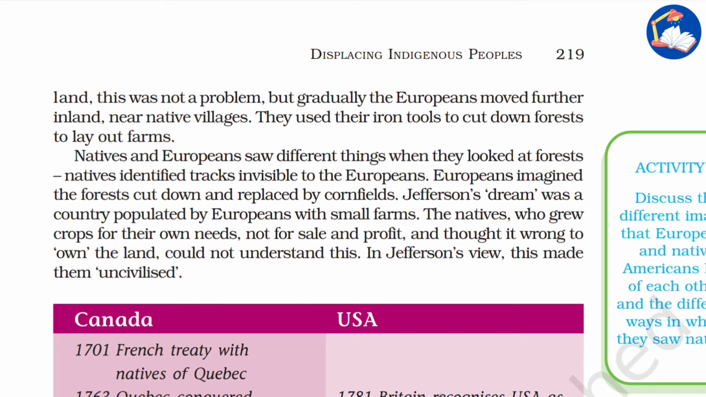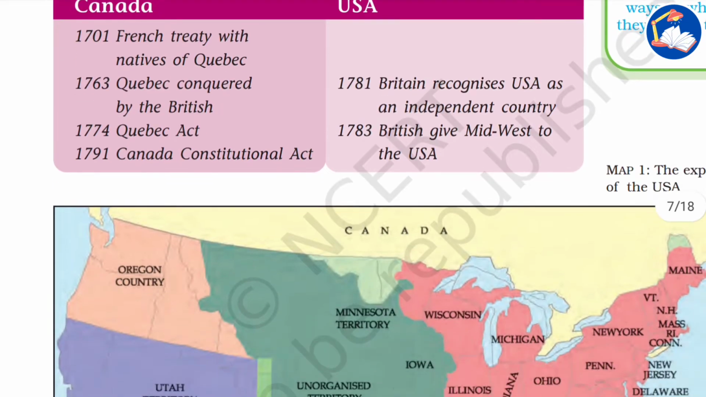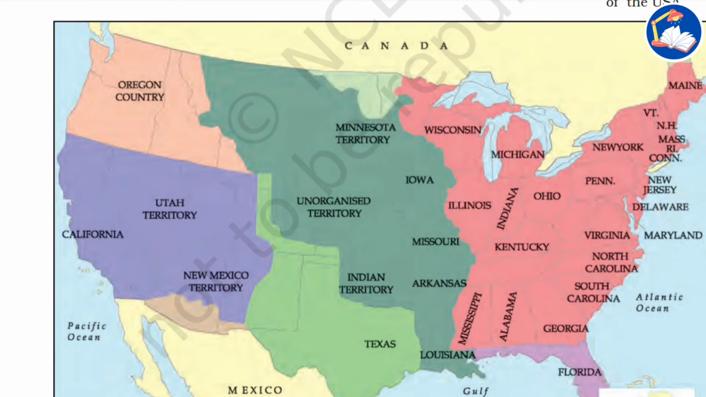Natives and Europeans saw different things when they looked at a forest. Natives identified tracks invisible to the Europeans. Europeans imagined forests cut down and replaced. This paragraph shows the different viewpoints of Europeans and the natives. Europeans saw everything through an economic eye, or we can say financial gain. But for the natives, it was different. It was sacred for them.